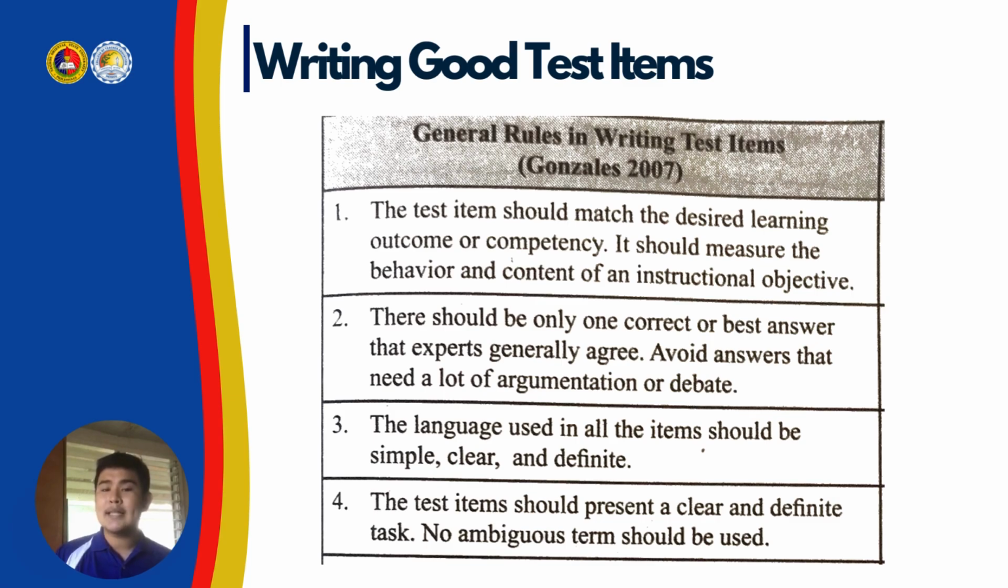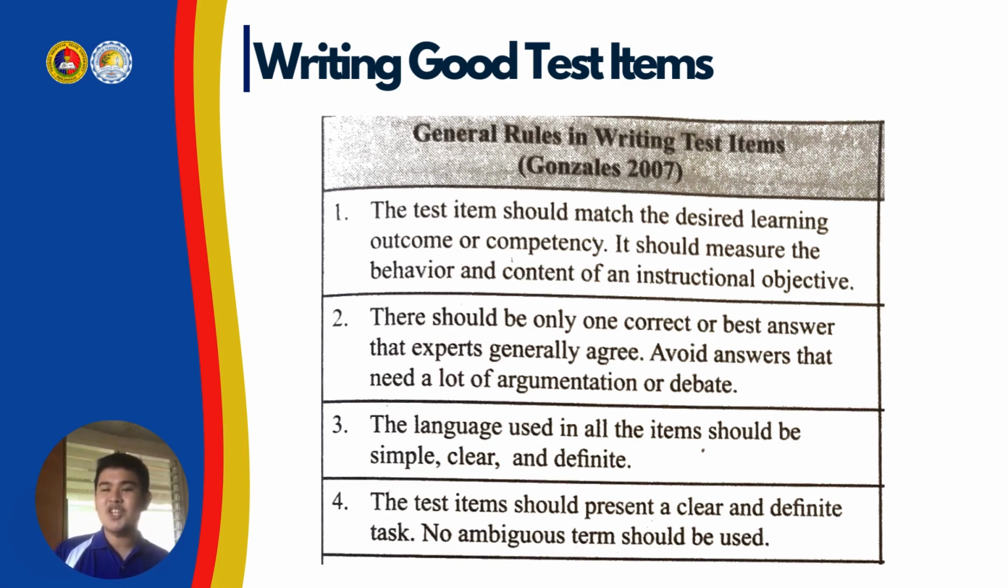It's essential to ask ourselves, does this question align with the skills we have taught? Next, there should be only one correct or best answer. Each test item must have a clear answer that experts agree on. We want to avoid questions that could lead to debate or multiple interpretations. For example, instead of asking a question that could have several valid responses, we should focus on questions that have a definitive answer. This clarity helps prevent confusion and ensure that we can accurately assess students' understanding.